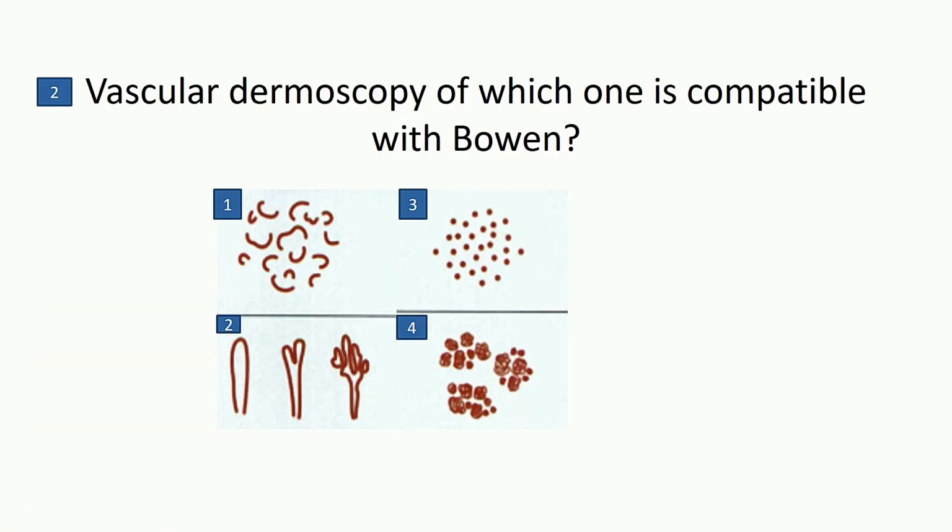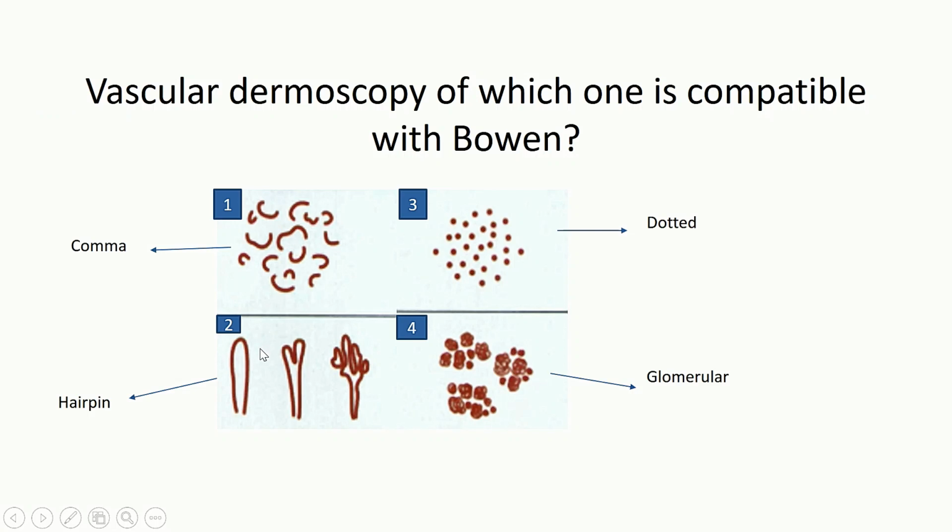Question 2. Vascular dermoscopy of which one is compatible with Bowen? You see here comma-shaped pattern, here hairpin pattern, here dotted pattern, and here glomerular pattern. As you know, the comma-shaped pattern is compatible with nevus, actually dermal nevus.